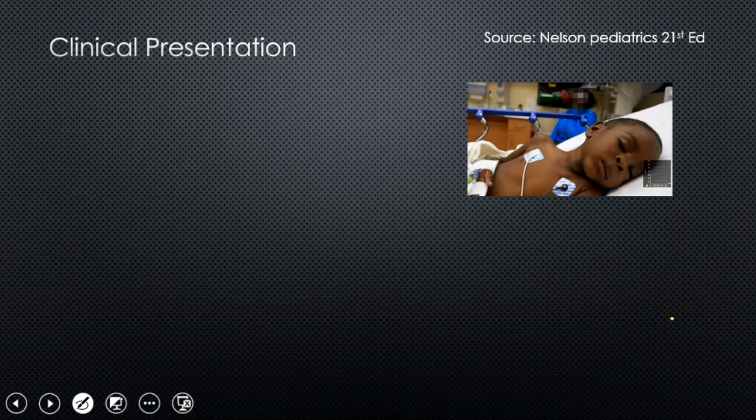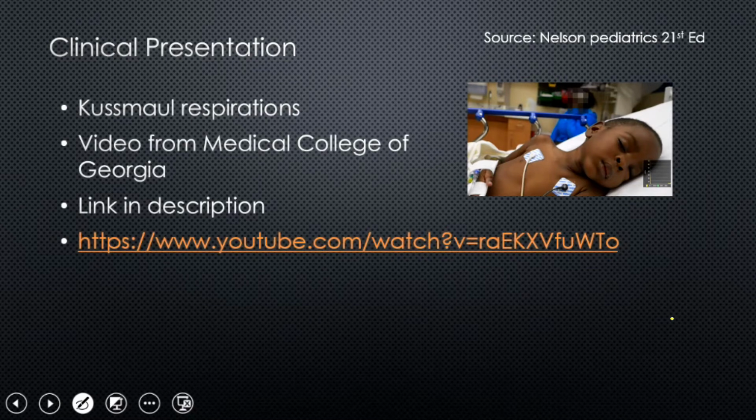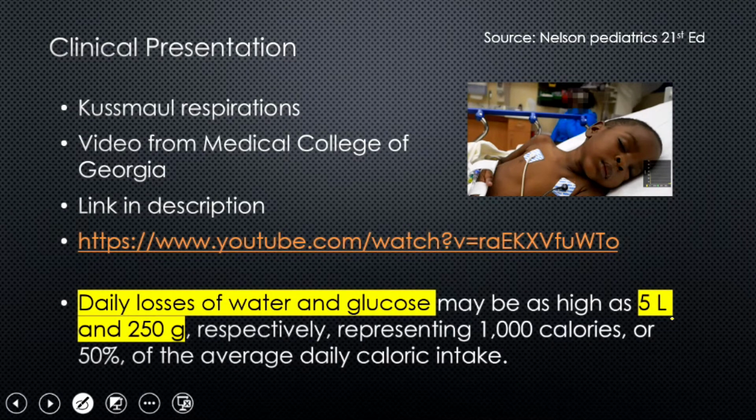You have already seen the video which showed a deep and rapid respiration, that was Kussmaul respiration. The video link is given in the description, you can go through that. Now the daily doses of water and glucose which is lost in urine is approximately 50% of the average daily calorie intake. They are 5 liters and 250 grams approximately. So the patient is in a state of dehydration and starvation.